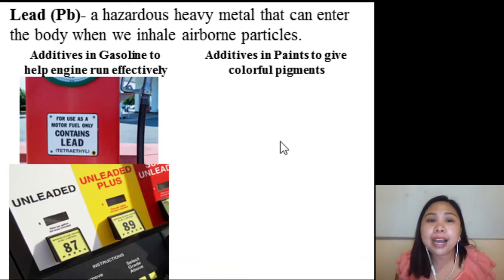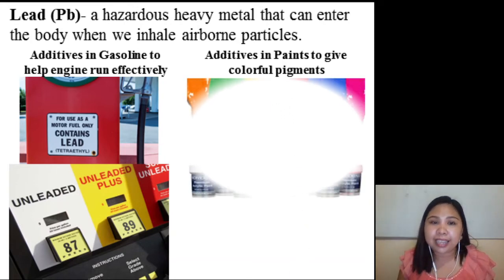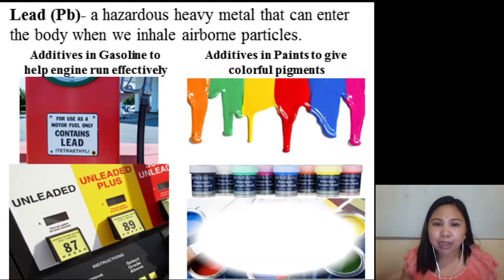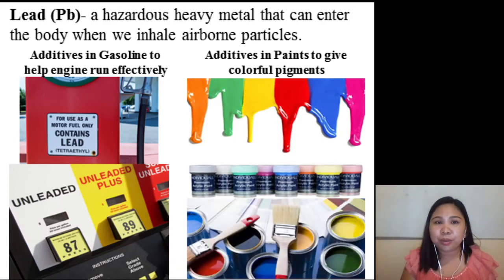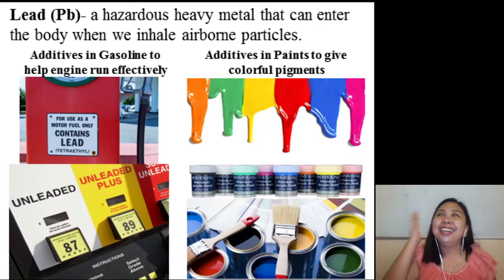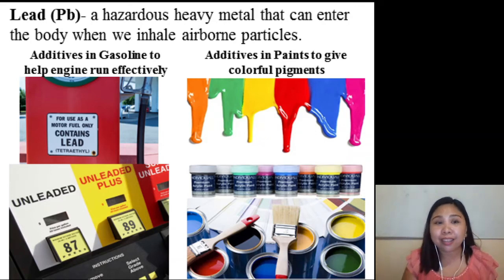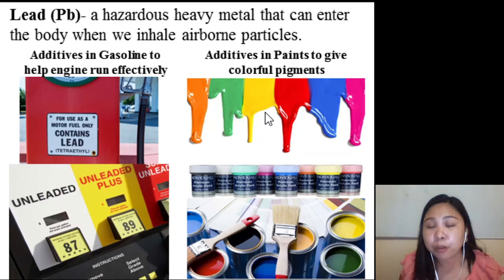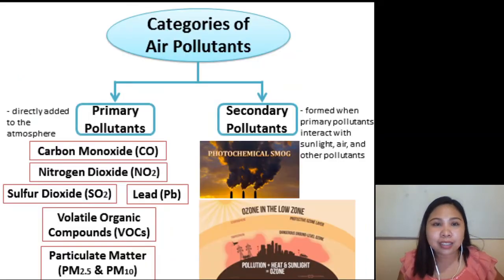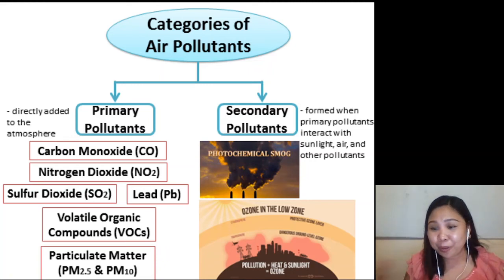Yung mga additives na nilalagay sa mga paints to give colorful pigments. Kaya, di ba, kapag nakakaamoy tayo ng mga paints, makasakit siya sa ulo. So wag niyo pong aamoy-amoyin yung mga pintura, kasi it contains lead. Okay? So again, this is a primary source pollutant. Okay? So lastly, I think wala na. So I'm done with the primary pollutants. I hope you are still watching.